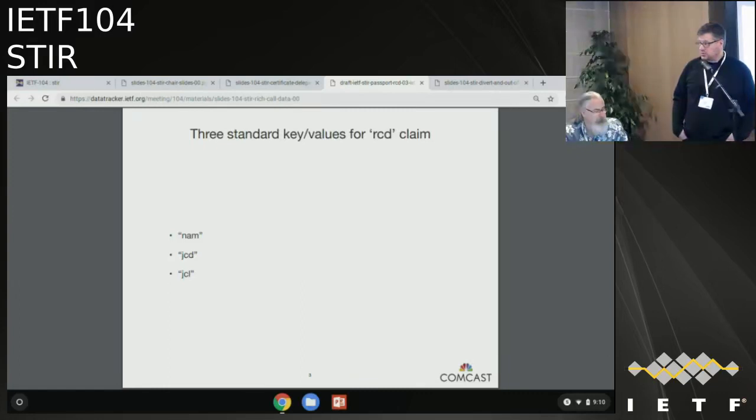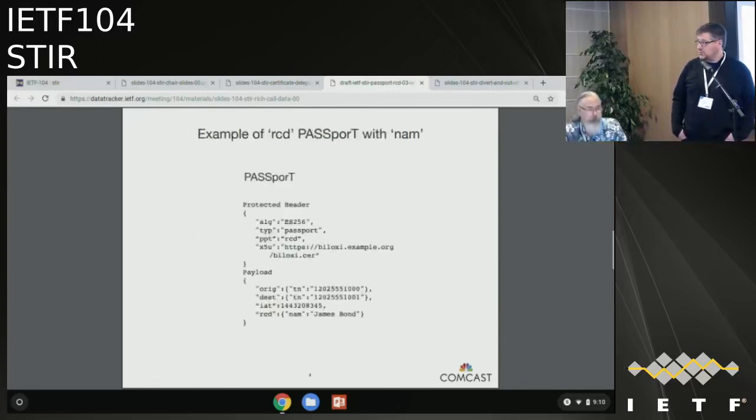Those both are optional. Next page. Have a bunch of examples in here. This one's just with a name, so pretty straightforward. The RCD says is the minimum RCD required. Next page.